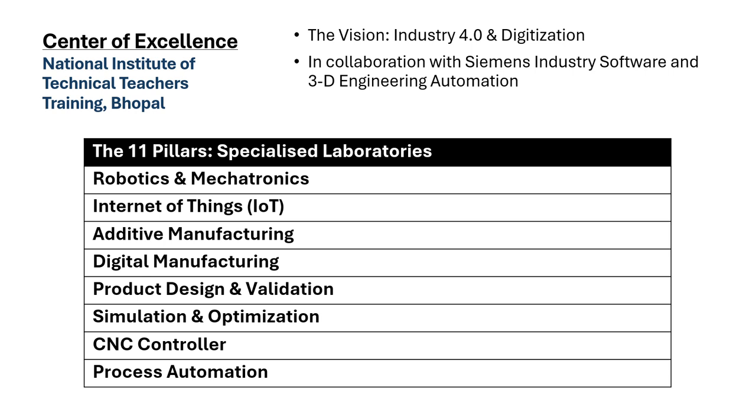The 11 pillars of the COE are robotics and mechatronics, Internet of Things, additive manufacturing, digital manufacturing, product design and validation, simulation and optimization, CNC controller, and process automation. The NITTR Bhopal Center of Excellence is a cornerstone of the Institute's Vision Plan 2036, aiming to make Bhopal into a major technical training hub for the entire Asian region.